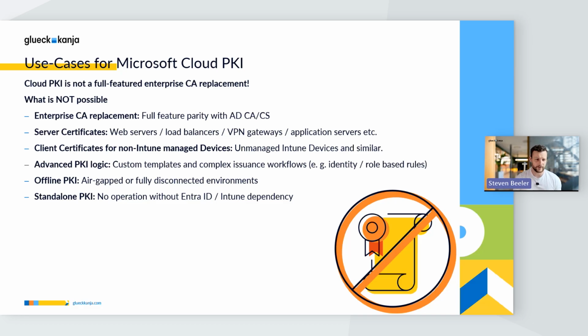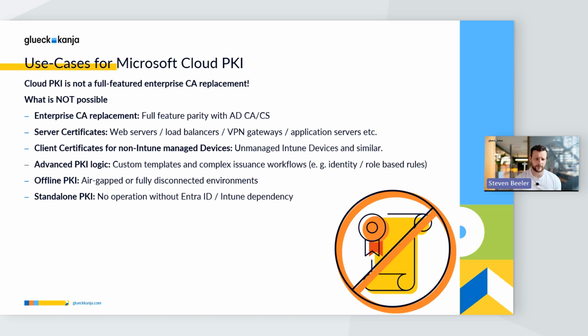So it doesn't have the full feature parity with Active Directory certificate authority / certificate services. So for example, you can't deploy server certificates because your servers are not enrolled into Intune. So web servers, load balancers, VPN gateways, application servers, this doesn't work. So you can't get a server certificate because the server is simply not enrolled into Intune. And then also, of course, this goes hand in hand. So if you have devices like, for example, Linux devices that are not managed via Intune, then also here you won't be able to deploy the certificate to the device because they are not in Intune.